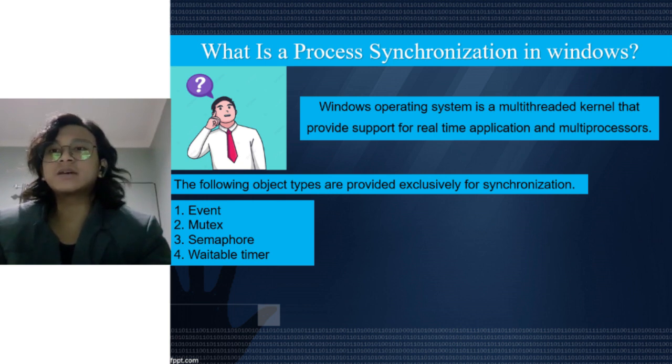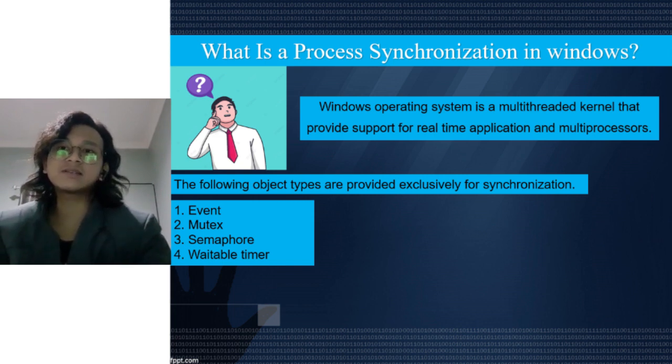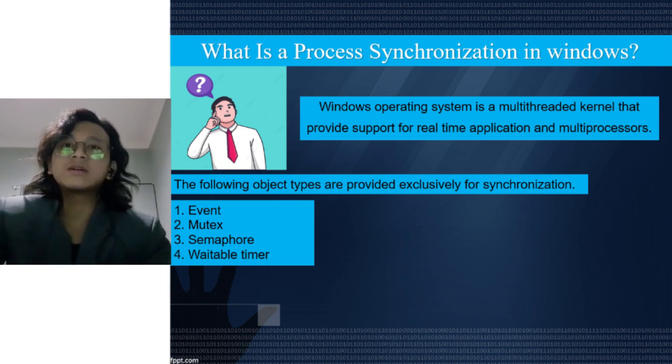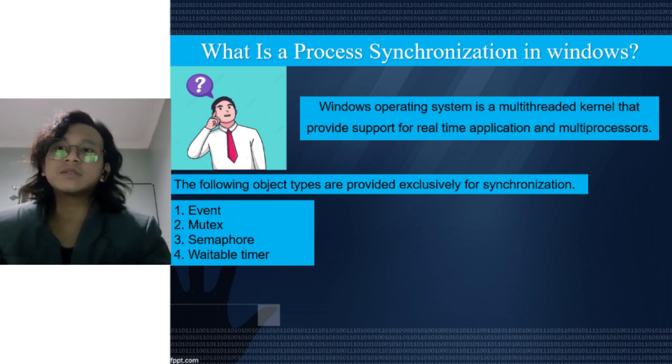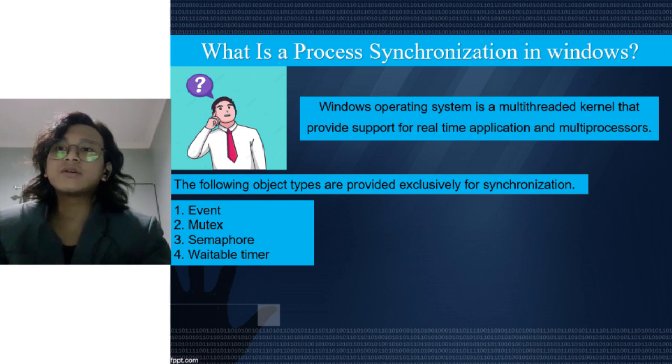Mutex can be owned by only one thread at a time, enabling threads to coordinate mutually exclusive access to a shared resource. Number 3 is semaphore. Semaphore maintains a count between 0 and some maximum value, limiting the number of threads that are simultaneously accessing a shared resource. And number 4 is waitable timer. Waitable timer notifies one or more waiting threads that a specific time has arrived.